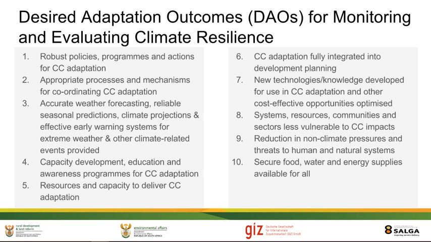There are 10 DAOs that have been identified. Some of these include robust policies, programs and actions for climate change adaptation, appropriate processes and mechanisms for coordinating climate change adaptation, accurate weather forecasting, reliable seasonal predictions, climate projections and effective early warning systems, and capacity building, education, and awareness programs for climate change adaptation.